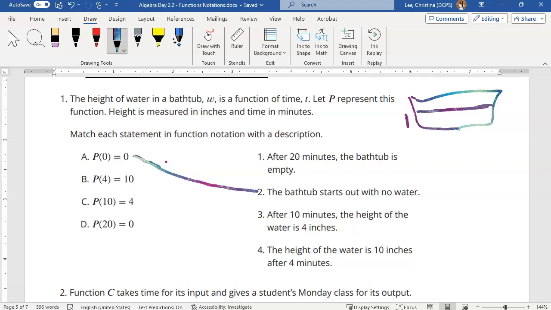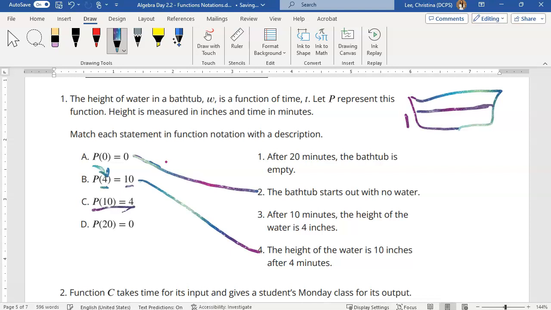P of 4 equals 10. So remember, this input is the function of time. So the input is the time right there. So after 4 minutes, which is our time, we have 10 inches of water.